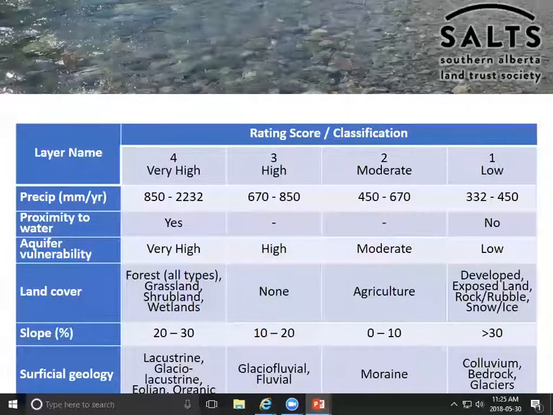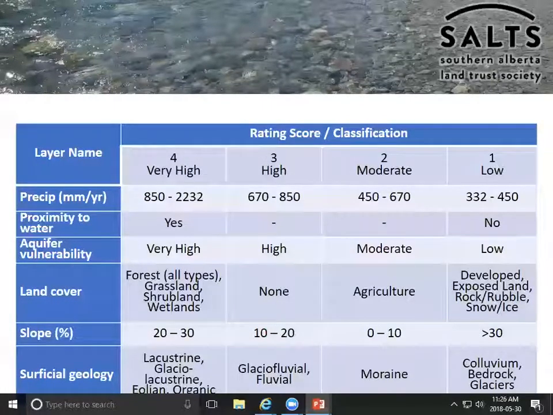Now slope was an interesting one because slope has a bunch of different factors influencing hydrological function. Flat areas can actually store water and allow water to go down into aquifers and the water table. So it's not that flat areas are not important, but in this case, we were trying to look at things like water quality and flood. So we broke the slope down where 0 to 10 was moderate, 10 to 20 high, and then very high being 20 to 30. Even though at greater than 30% slope you've got even faster runoff.